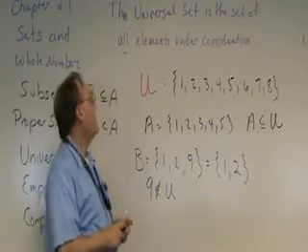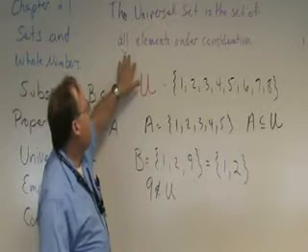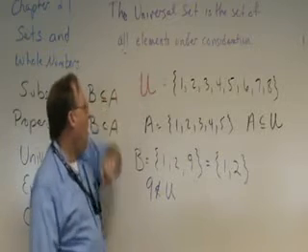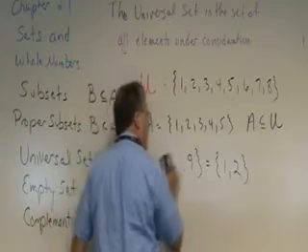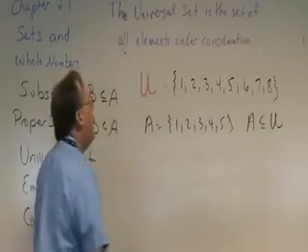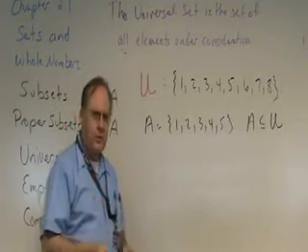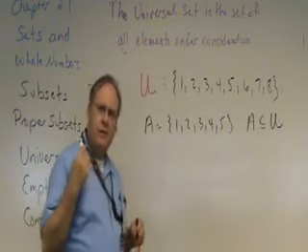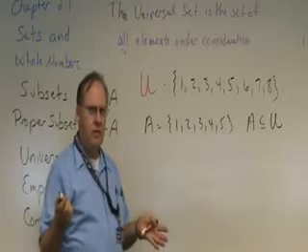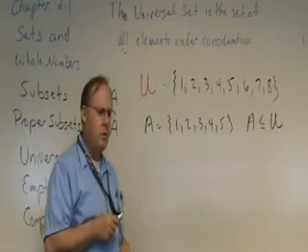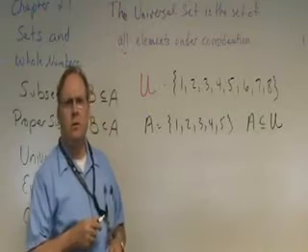Well, now, the universal set is the set of all elements under consideration. And so we have a set of all elements. So let's consider what a set of no elements would look like. Can we have sets with no elements in them? Oh, I think so. Okay.